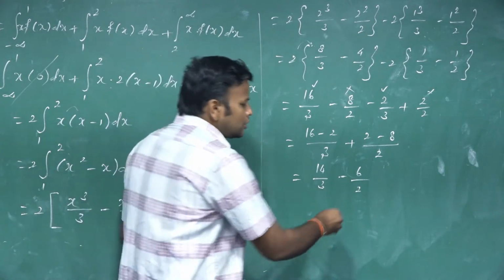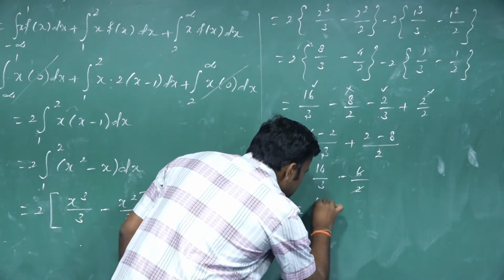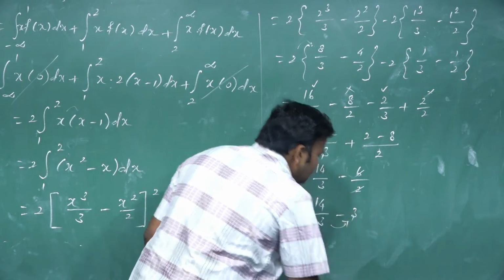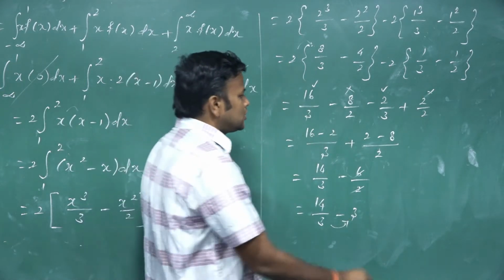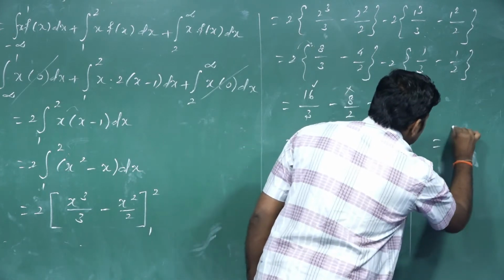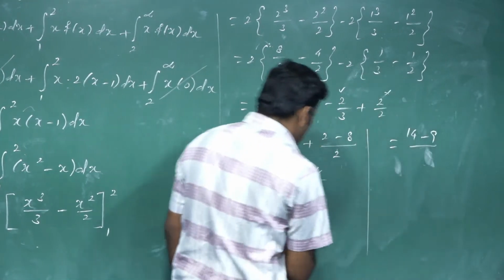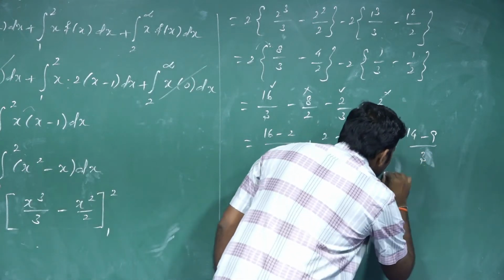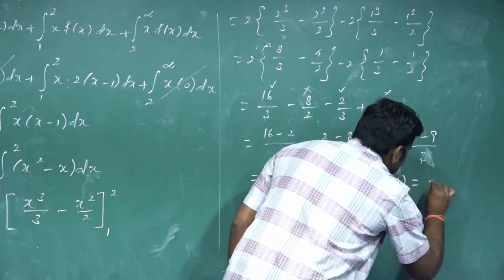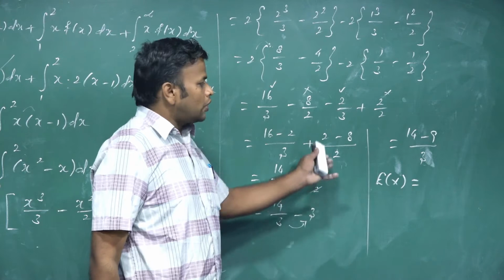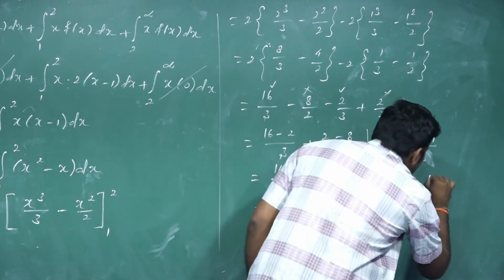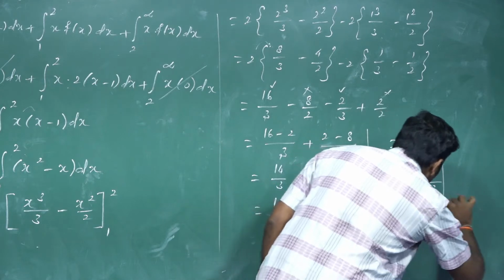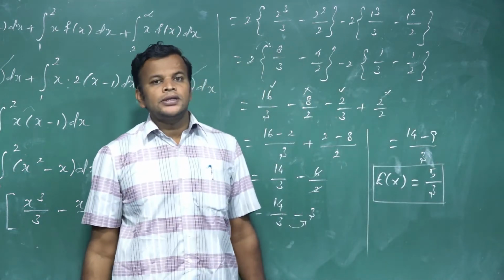Then taking the LCM, or here some cancellation is possible. So 14 by 3 minus 3. We cross multiply, there is a chance. So when we cross multiply, we get 14 minus 3 times 3, that is 9, whole divided by 3. So E of x, that is the value of the mean, is 14 minus 9, which is 5 by 3. So the E of x value is 5 by 3.